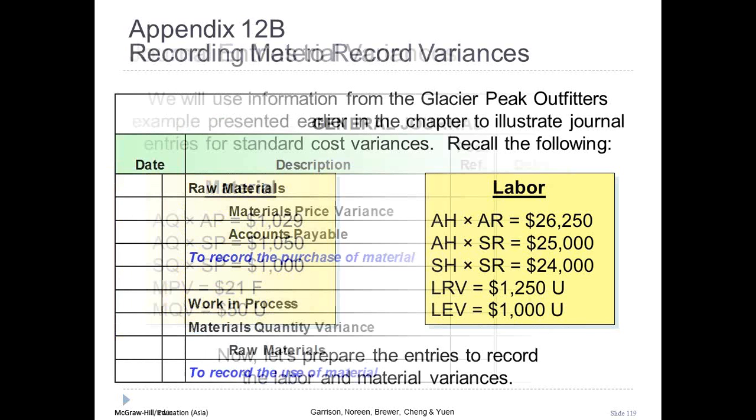The first entry is to record the purchase of direct materials. A favorable materials price variance is recorded with a credit. The second entry is to record the use of material. The use of material involves the transfer of material from the asset account raw materials inventory to the asset account work in process inventory. An unfavorable materials quantity variance is recorded with a debit.